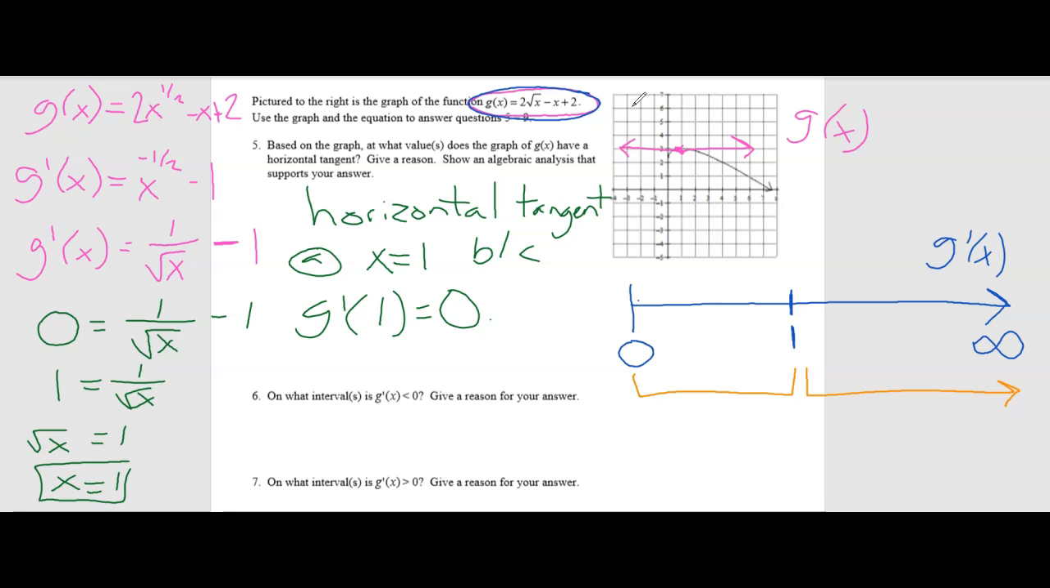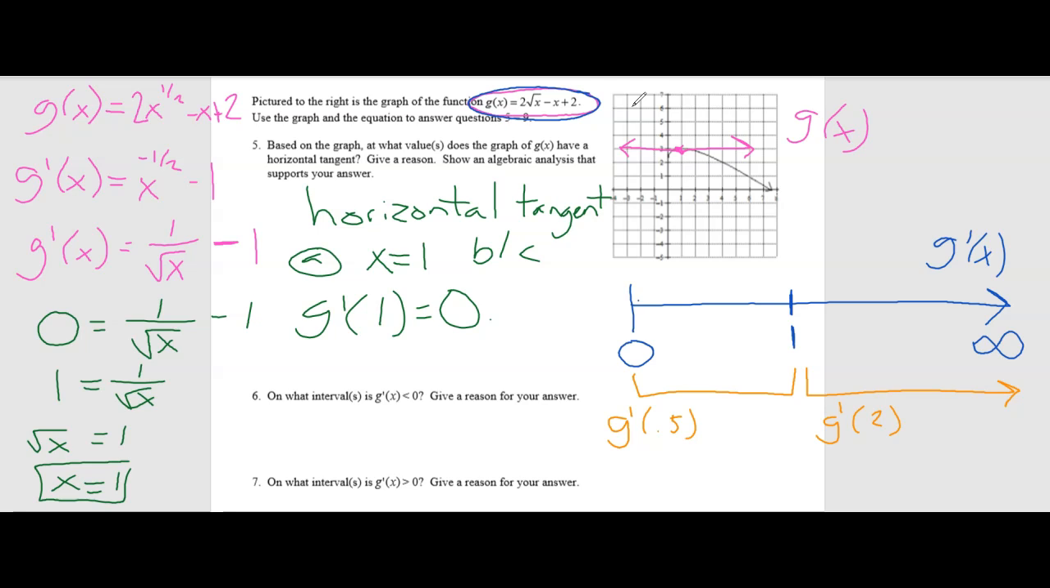So we have to test a point. We need to test 2 points actually. One for in between 0 to 1. So I'll test g prime of 0.5, and I'll test a point, we'll say g prime of 2, because 2 is between 1 and infinity.